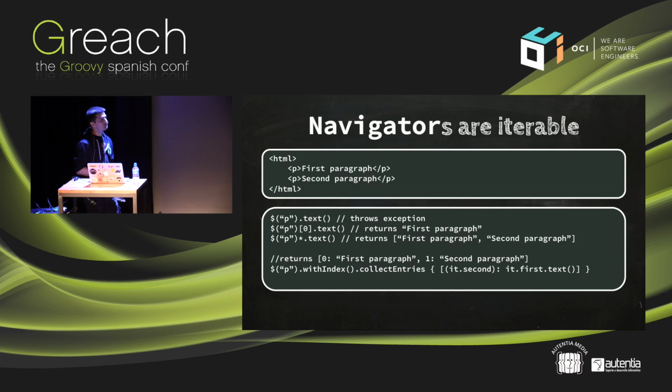You could also call .first on it, .last, endless possibilities, because all these methods are declared on iterable in Groovy, so you can call all of these methods, right? The fact that navigators are iterable gives you the possibility to actually use the spread operator on them as well, right? So if you wanted to get the text of all of the elements in that given navigator, you can use the spread operator, and that's your result.